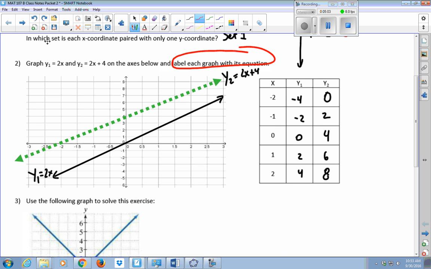So what else can you tell me about these lines based on your knowledge of linear equations when you look at them? Yep, Eric? They're parallel. And how do you know they're parallel without even drawing them, Eric?